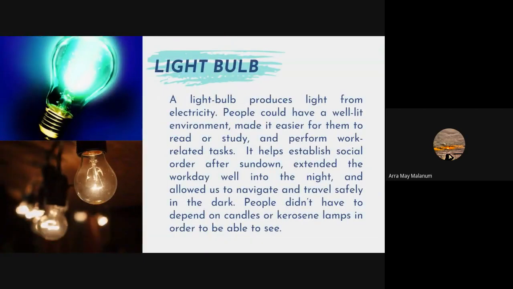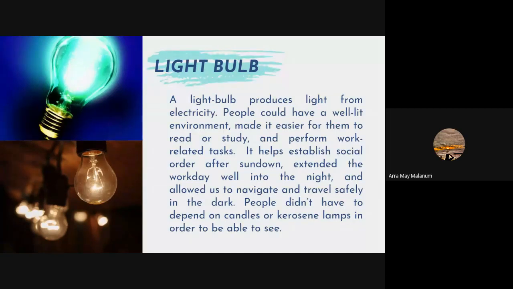Next is the light bulb. A little background about this invention, way back in 1879. Throughout the 19th century, inventors produced simple electric lights. For example, Joseph Swan produced a simple electric light, but he struggled to maintain a power source and the filament soon burned out when the vacuum was exhausted.